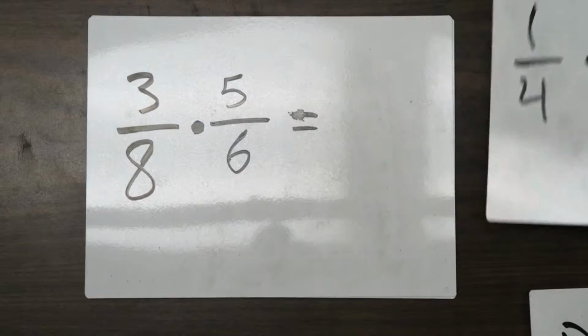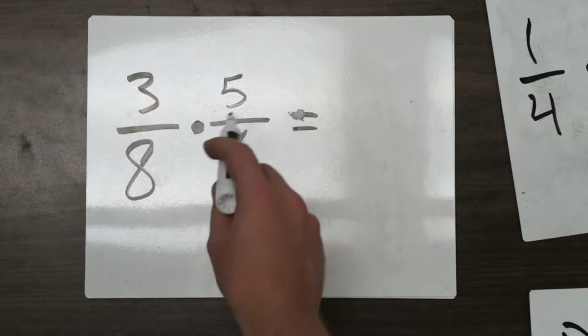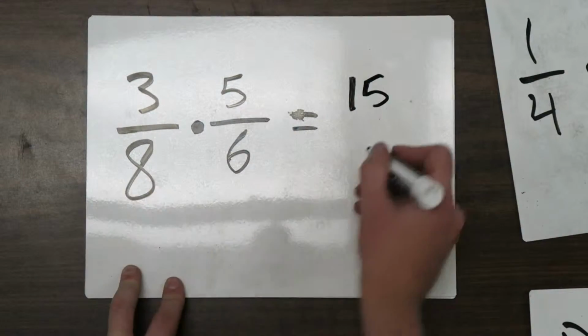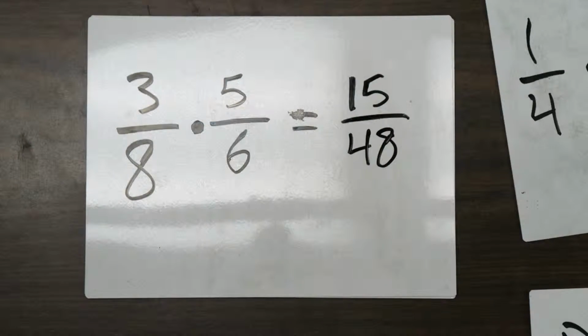So let's look at another example here. 3/8 times 5/6. Multiply across the top: 3 times 5 gets me 15. And 8 times 6 gets me 48. There we go. Not a lot to that.